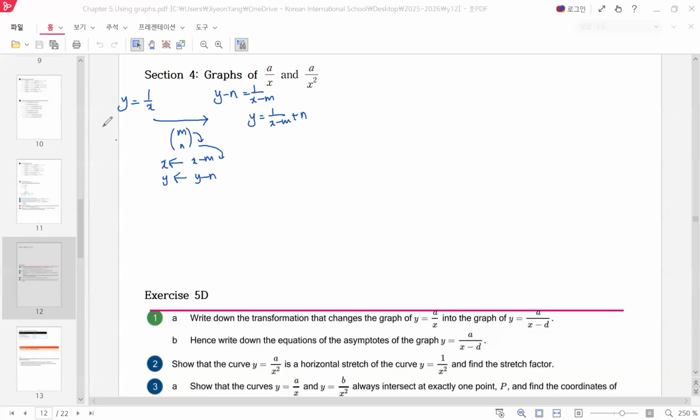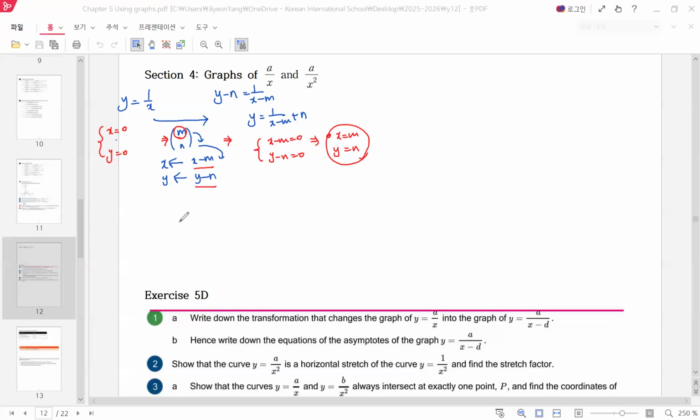Please remember, their asymptote equations were x equals 0 and y equals 0. Since it's translated by the vector (m, n), it is very natural to think that the asymptotes have been translated as well by following the same vector. So x minus m equals 0, then y minus n equals 0, which is x equals m and y equals n. The asymptotes are translated the same way as well.